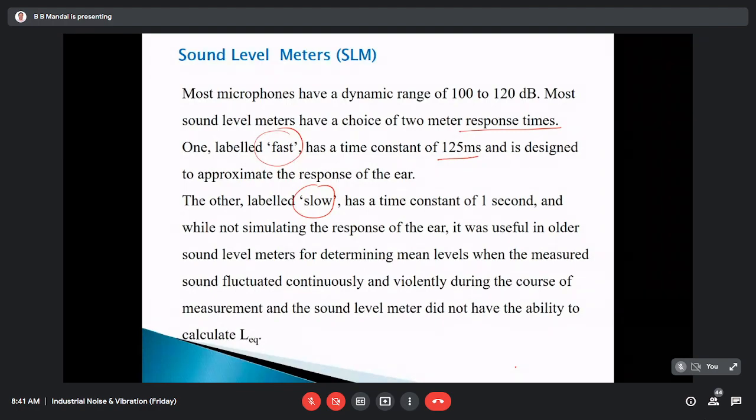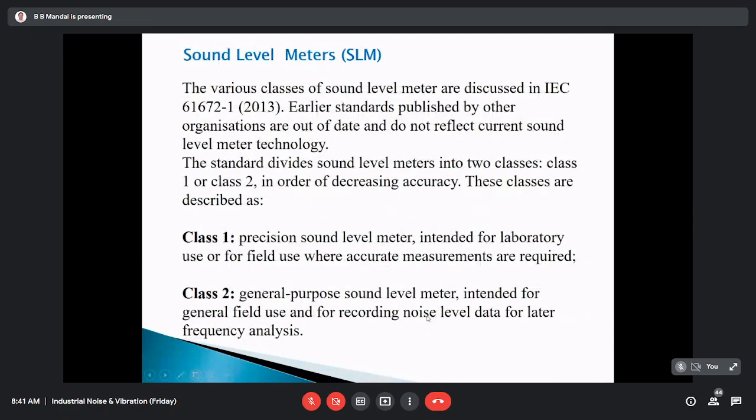The other one is slow. This has a time constant of 1 second, and it is not simulating the response of the ear. It is useful in older sound level meters for determining average levels. Even nowadays, for long-term averaging we use the slow time constant, and for a fast response, which mimics the human response, you can use the fast response. There will be a little variation in the readings, but when you are taking long-term measurements, the values should not be very much different.